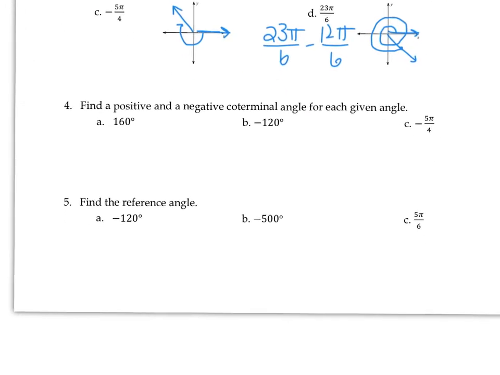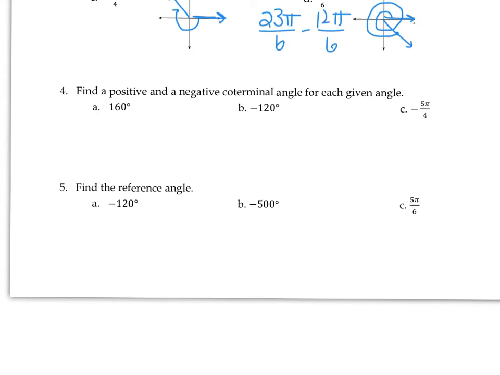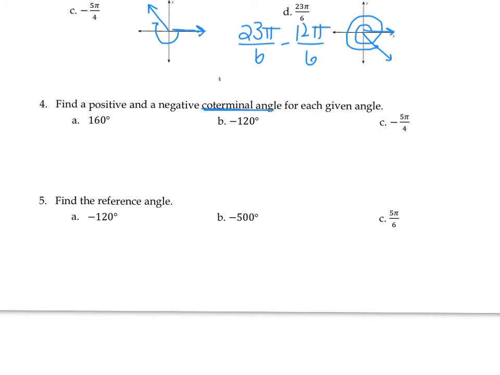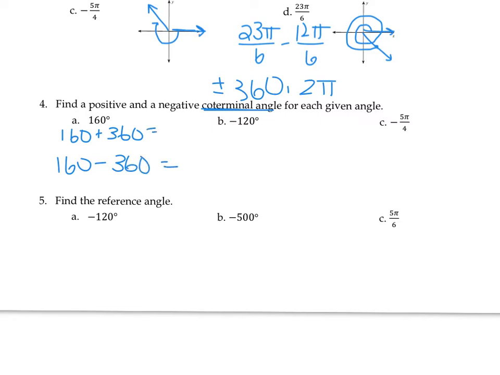Let's go ahead and go to number 4. Number 4 says find a positive and negative coterminal for each angle. So I'm either adding and subtracting 360 or adding and subtracting 2 pi, depending if it is in radians or degrees. So coterminal means plus or minus 360 or 2 pi. I'm going to do 160 plus 360, and 160 minus 360. So 160 plus 360 is 520, and 160 minus 360 is negative 200.